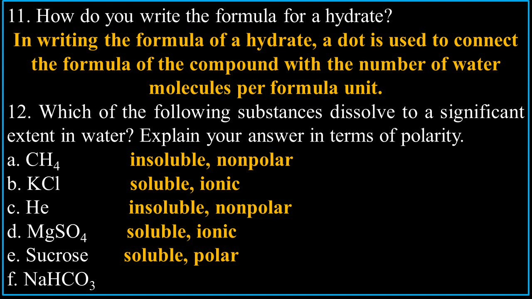Sodium bicarbonate, sodium hydrogen carbonate. The bicarbonate ion is HCO3, -1 charge, plus the sodium, that is going to be very soluble and very ionic. Okay, let me change the timing and let's get to the next slide.